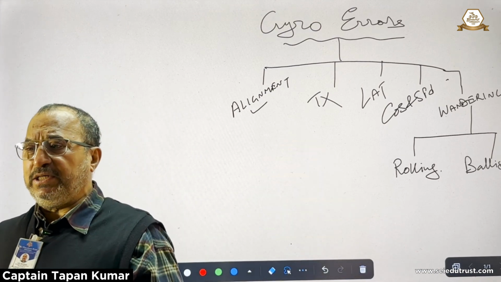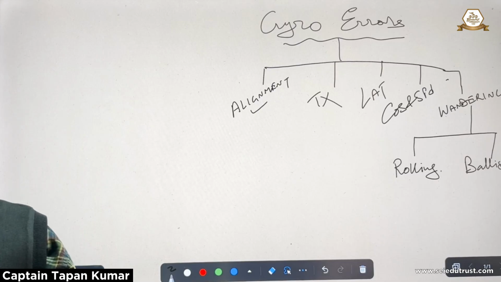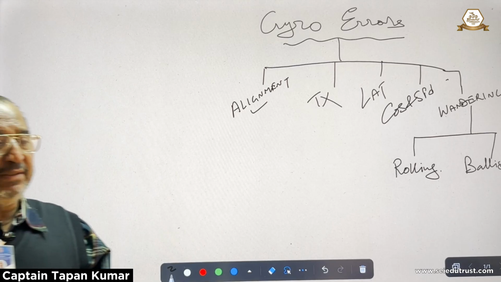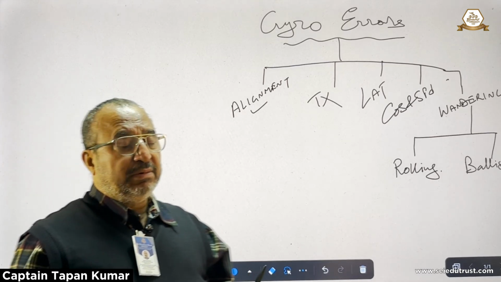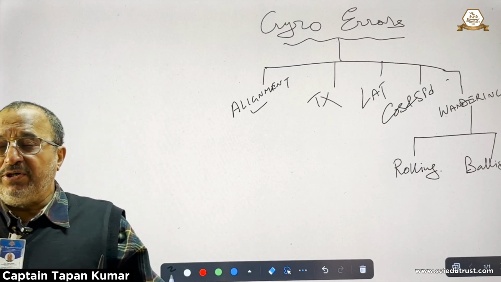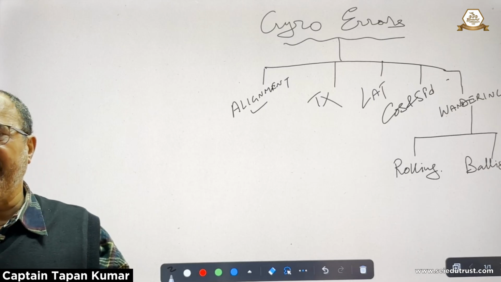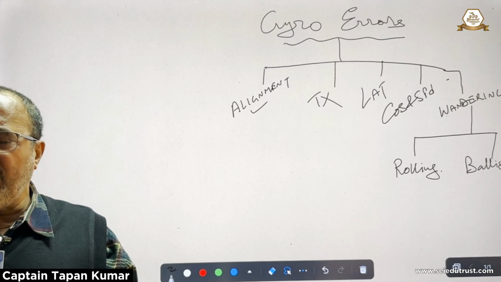And this transmission error, you are supposed to find out once in a watch, like during handing over, taking over. You are required to monitor the master gyro compass and each and every repeater compass, whether they are aligned or not.